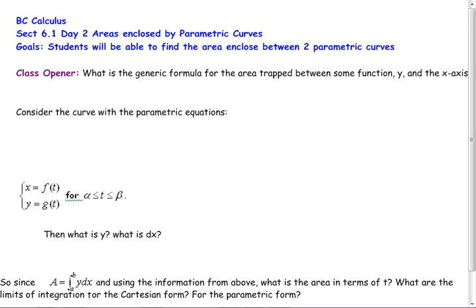Remember how to find the area trapped between two curves? We did that yesterday. So I'm going to just draw some old function, and here's f of x. Let's go from A to B. If I want to find this area that's trapped in here, remember that we drew a rectangle, right?